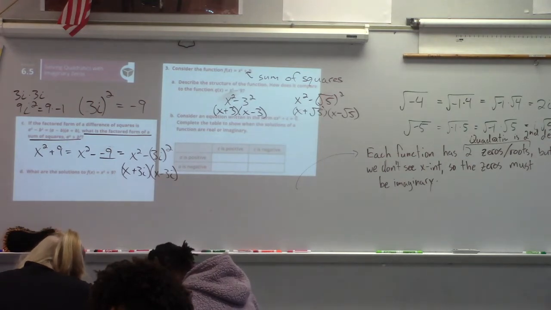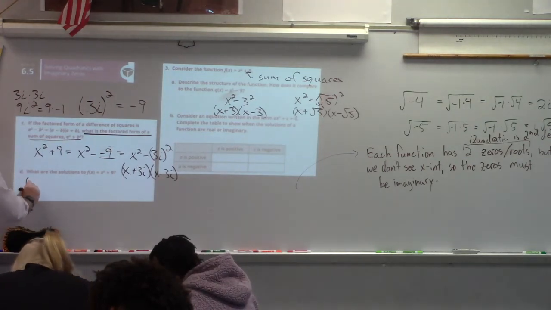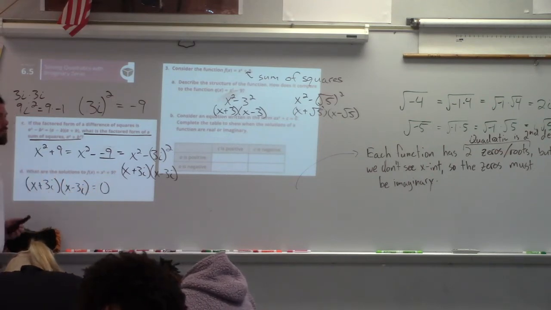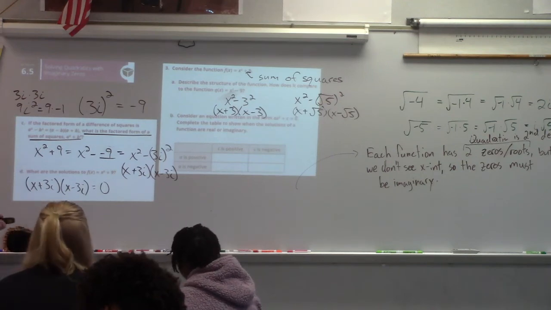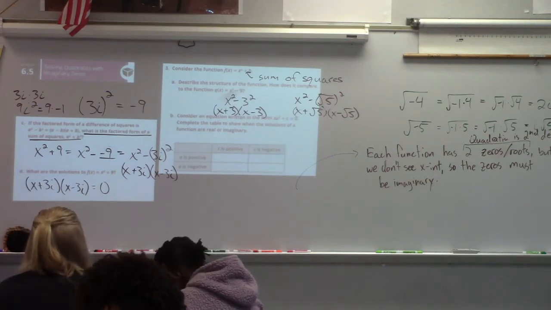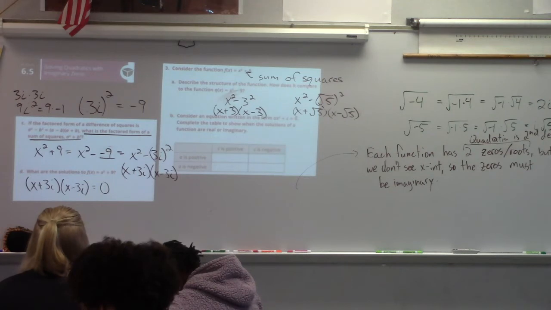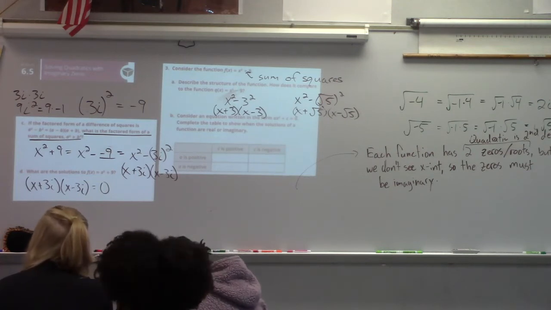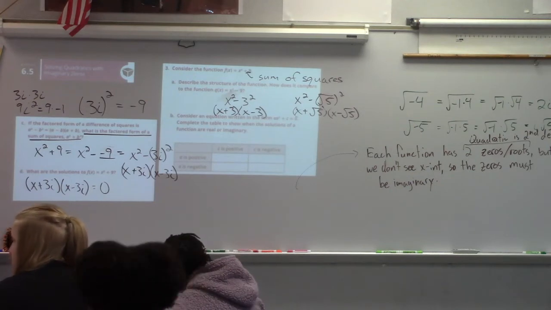Okay, so what are the solutions? Well, first off, I now have a factored form of this, which is equal to 0. I want to find those x-intercepts. What can I now use to solve this equation? Zero product property. Remember, once I have it factored out, I want to use that zero product property.